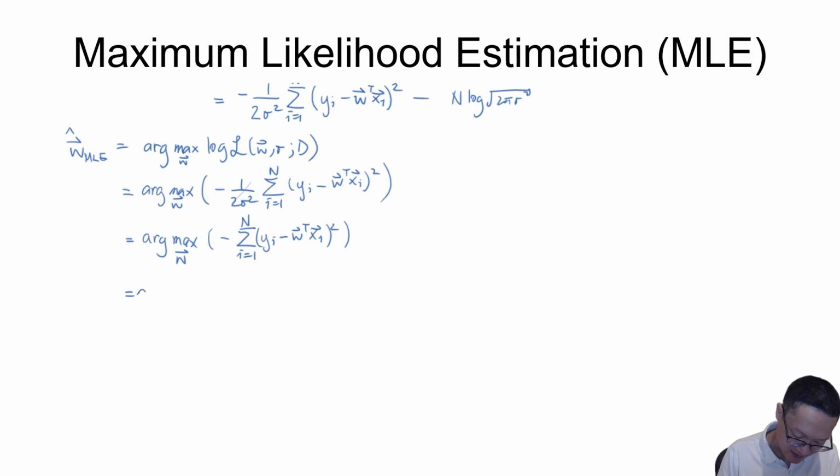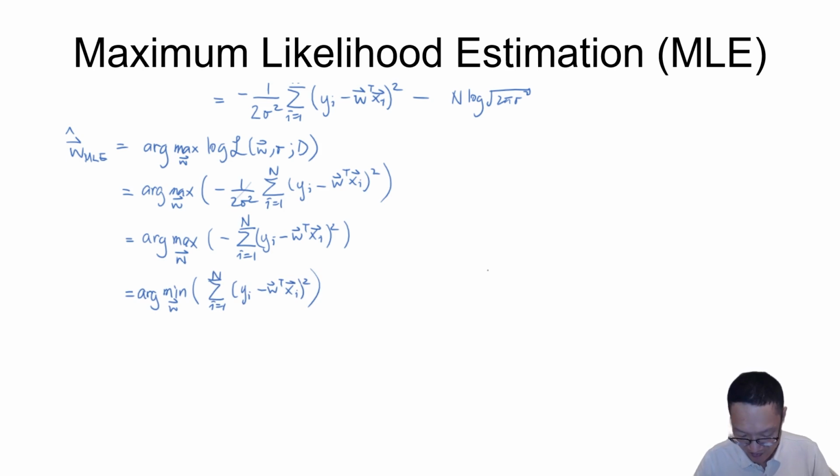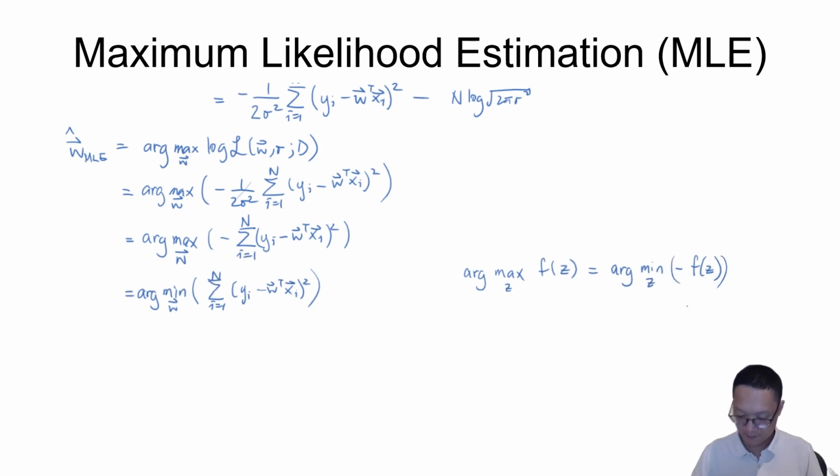And finally, I'll just write down one more step to turn the arg max into an arg min of the same thing without the negative sign. I can do this because in general, if you want to maximize some function, it's the same thing as minimizing the negative of that function. Basically, if you want to maximize some function, you can always just minimize the negative of that function. These two points will occur at the same place.